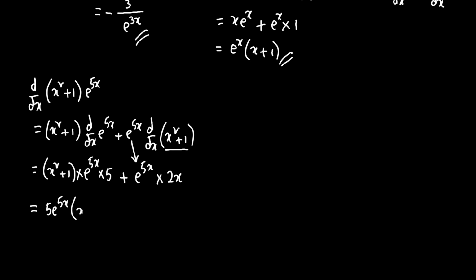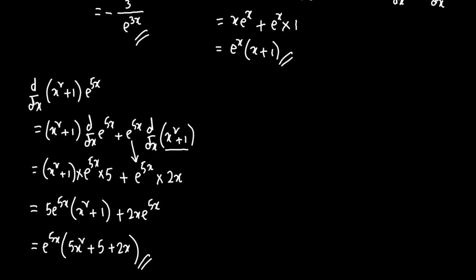So now write in a simplified form: 5 e to the power 5x, then inside the bracket it is x square plus 1, then plus 2x e to the power 5x. We can take e to the power 5x common from the whole term, then it becomes e to the power 5x times (5x square plus 5 plus 2x), and we can leave our answer here. This is the general form of this equation.